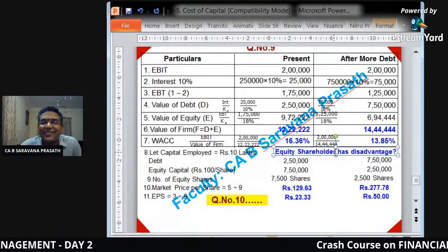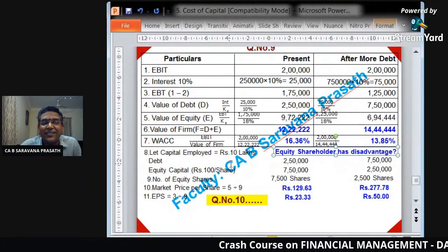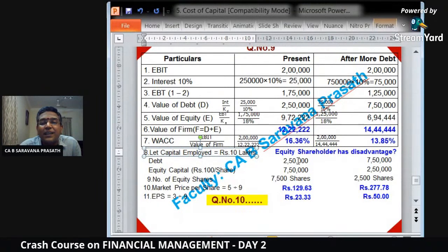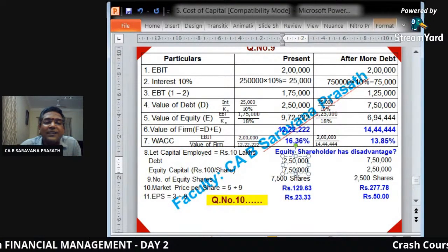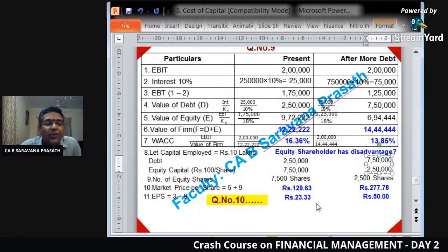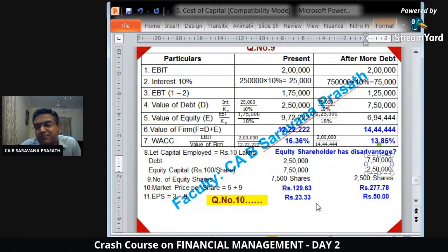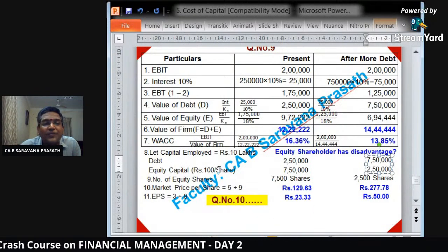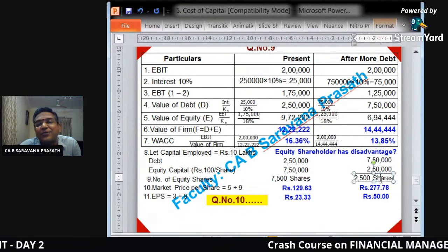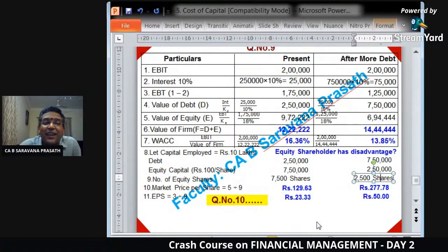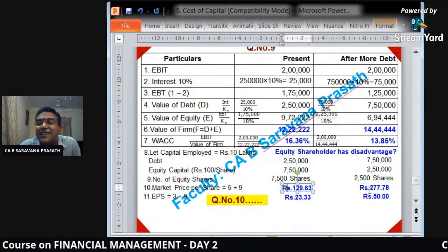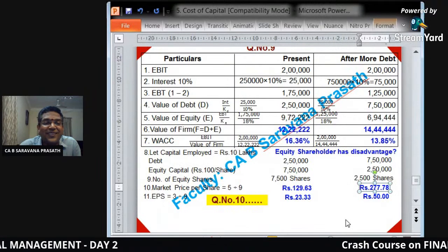bursting with happiness. Now, why is the equity shareholder bursting with happiness? Let's assume that capital employed is 10 lakh. With that, present debt is 2,50,000 and equity should be 7.5 lakh. The proposed amount will be exactly the opposite because we are borrowing to repay equity capital. Now, assuming 100 rupees face value, the number of equity shares is 7,500 and 2,500, which means the market price per share is 129.63 and 277 in the revised situation.